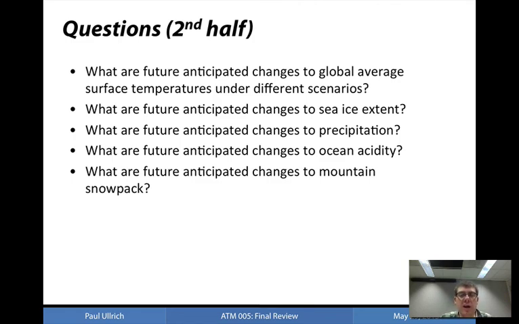With increased carbon dioxide content in the atmosphere, we anticipate that the ocean will uptake this carbon dioxide and form carbonic acid, leading to a decrease in pH or increasing ocean acidity worldwide. Again, with regards to mountain snowpack, we anticipate a general decrease in total mountain snowpack worldwide.